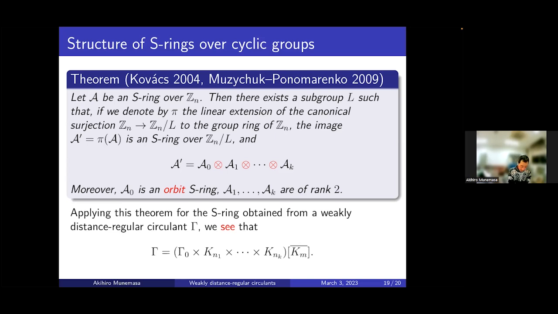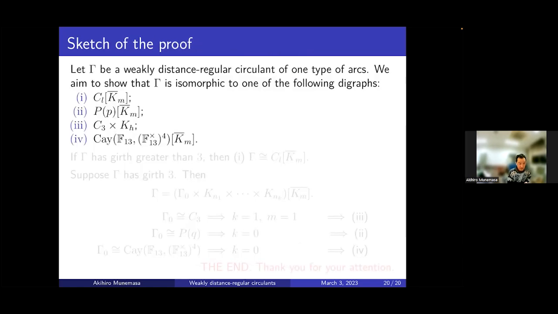But not all such digraphs are weakly distance regular circulants. In fact, our classification theorem doesn't list graphs of this general form, but rather some special cases. So here is the sketch of the proof. After showing that gamma is of certain forms, we further restrict gamma to a special type. Those 4 are the results I stated in our theorem. So how do these 4 arise? If gamma has girth greater than 3, then the first case occurs.